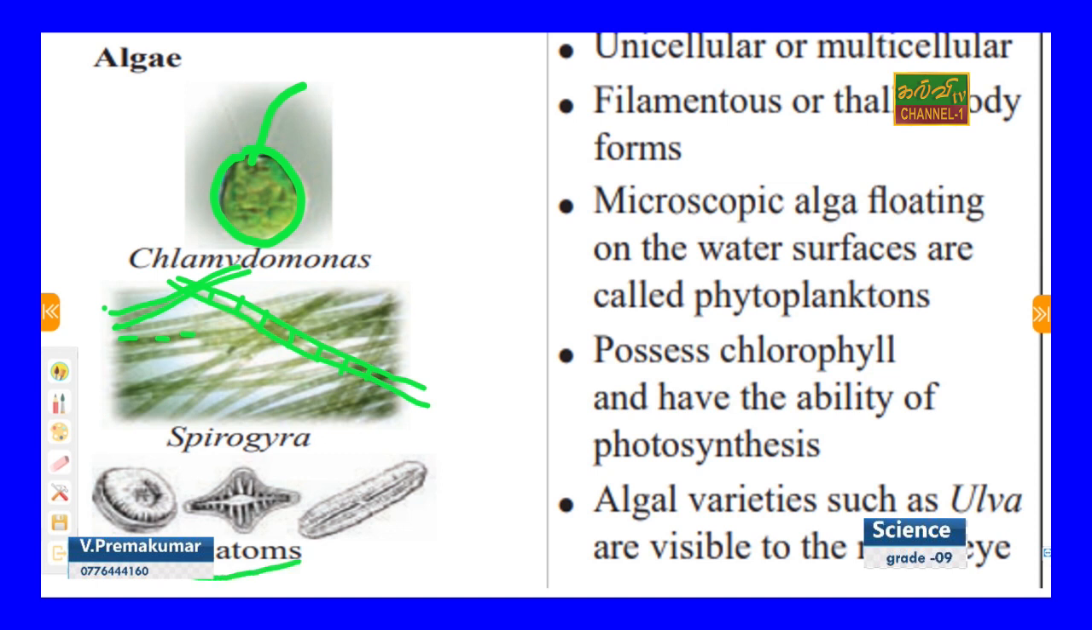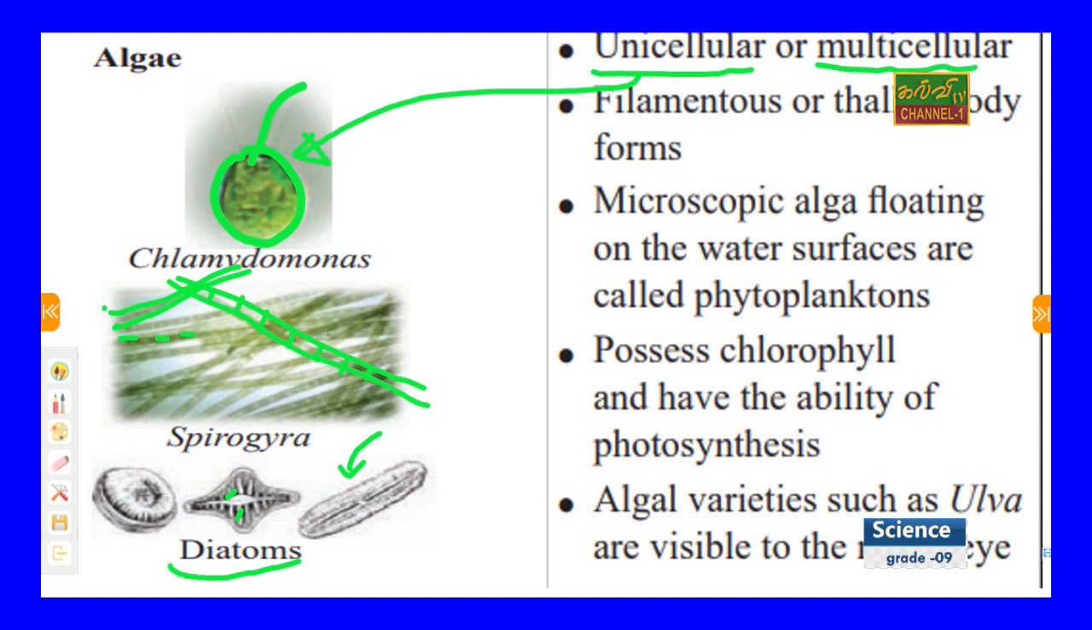And diatoms also can produce food, right? Color pigments are there in diatoms. Most are available in the oceans. Whales also depend on these diatoms for nutrition, right? Unicellular or multicellular, we already mentioned that. Unicellular means Chlamydomonas as a unicellular alga, and multicellular alga is Spirogyra, right?